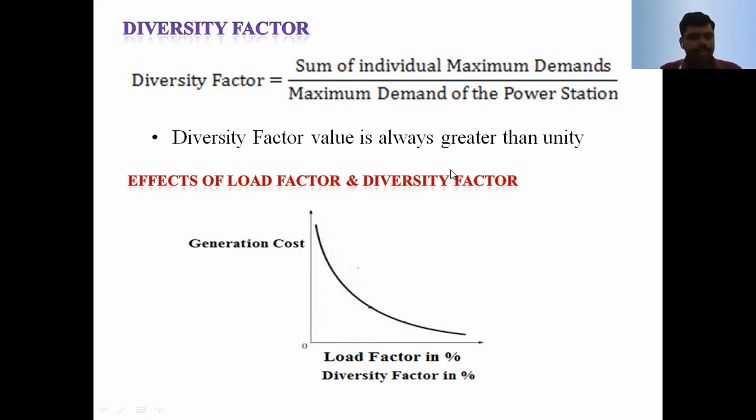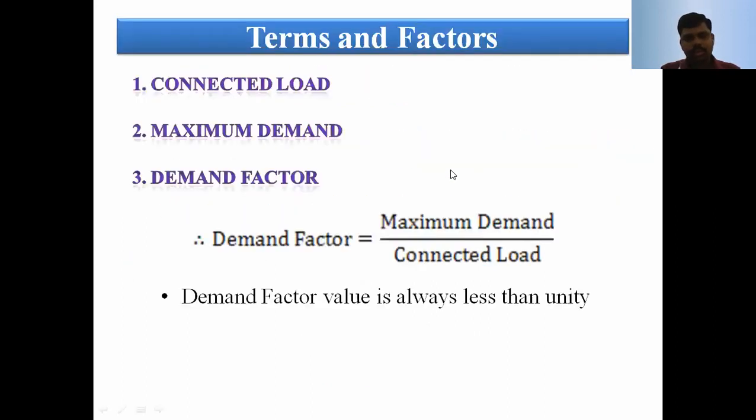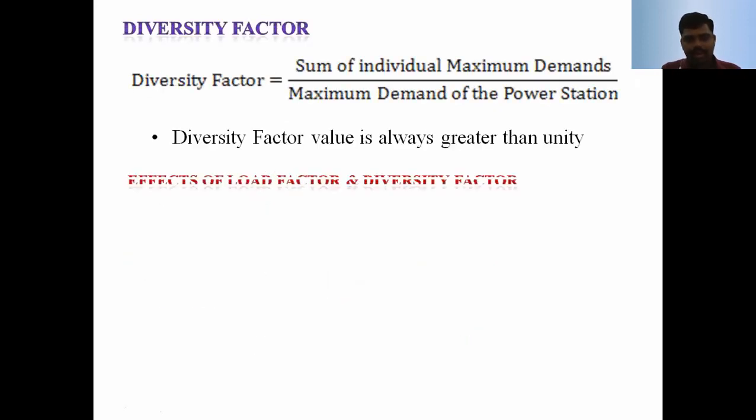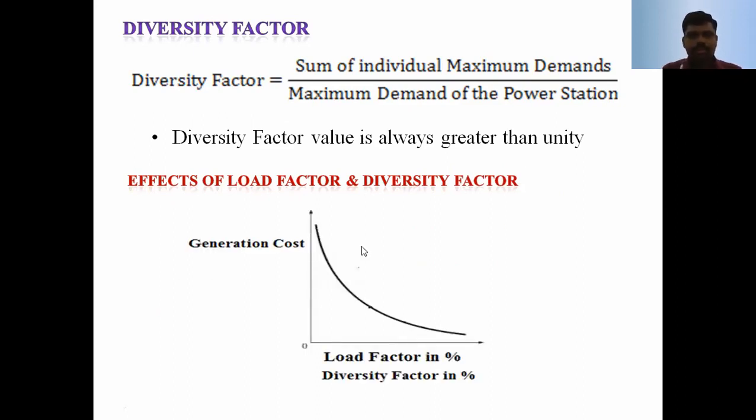In this class we have discussed the various terms and factors used for the economic aspects of power generation: connected load, maximum demand, demand factor, average load, load factor, diversity factor, and the effects of load factor and diversity factor. The remaining parameters we will discuss in the next class.